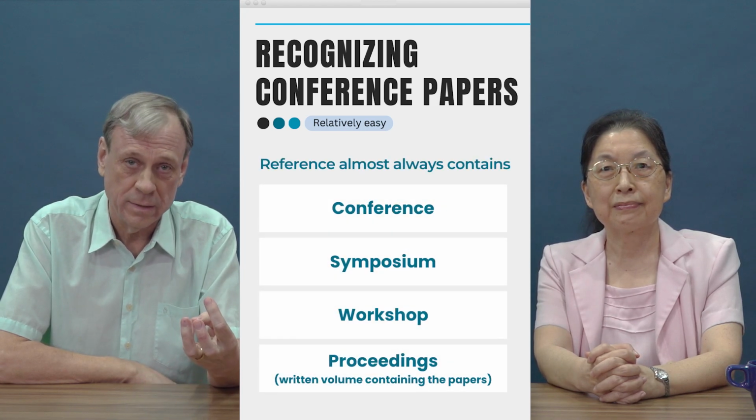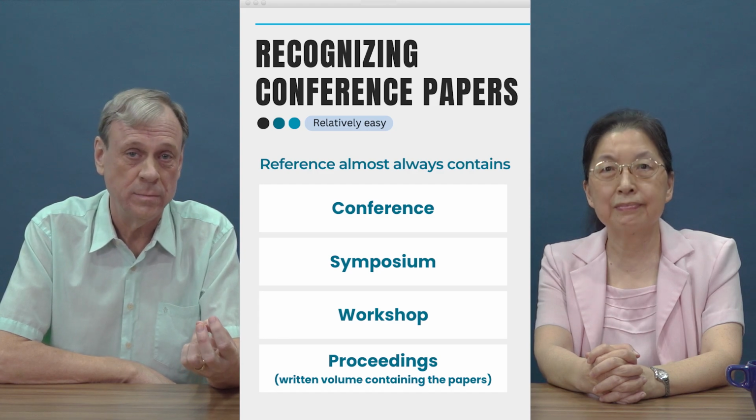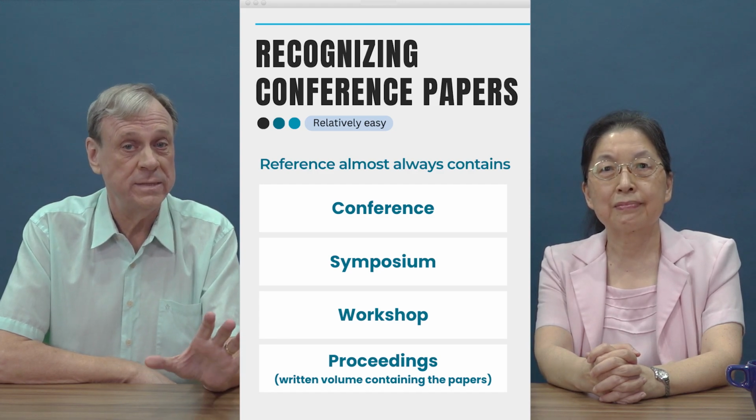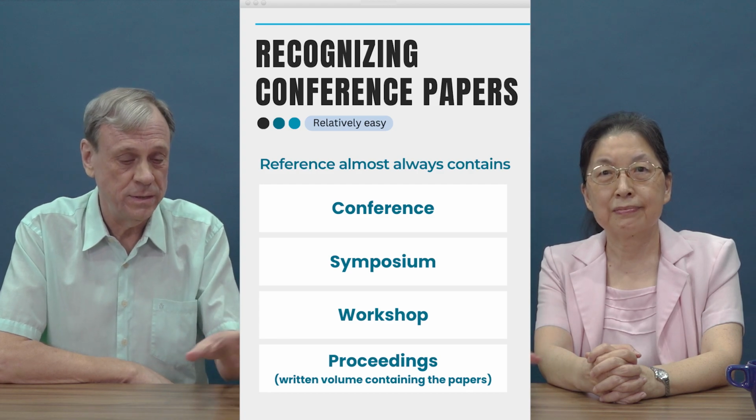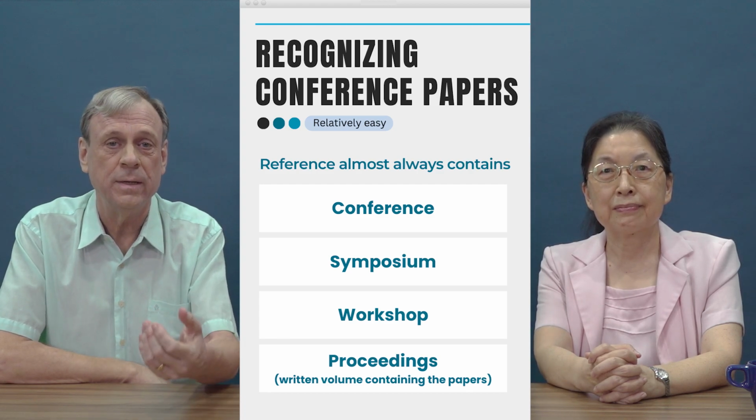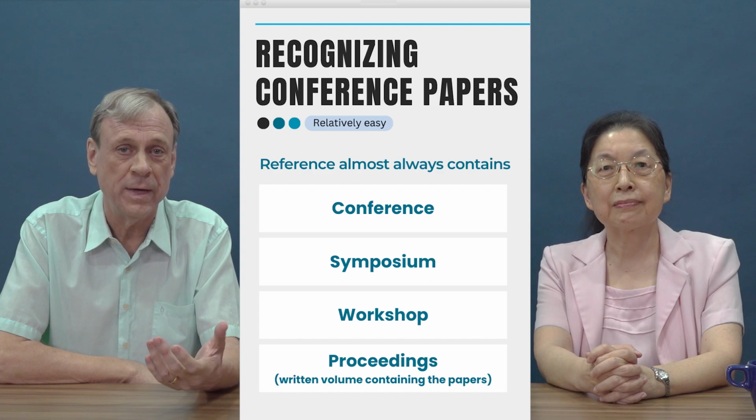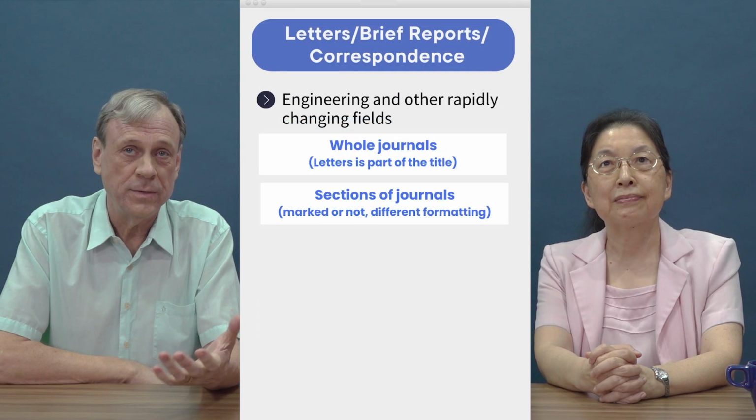Now, it's fairly easy to recognize conference papers if you look at the reference, because the reference usually will have something like conference or symposium or workshop, or it may say proceedings. Proceedings is a printed booklet of all the papers from that conference.